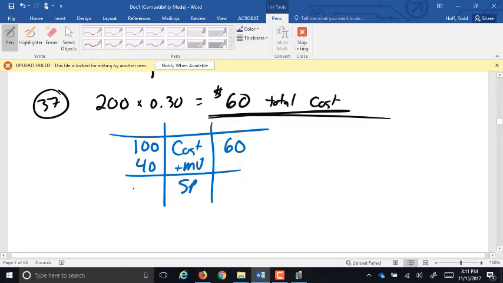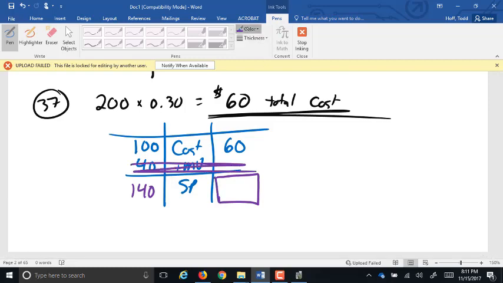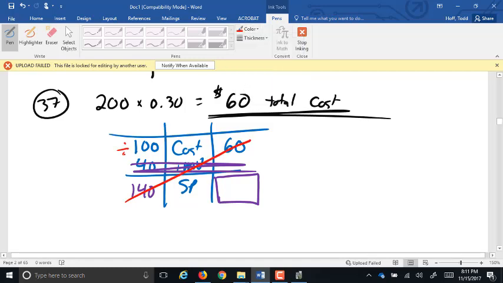So that means we can fill in 100 plus 40 is 140% there. You're looking for this number. So cross multiply 140 times 60 divided by 100. $84 is the total selling price.